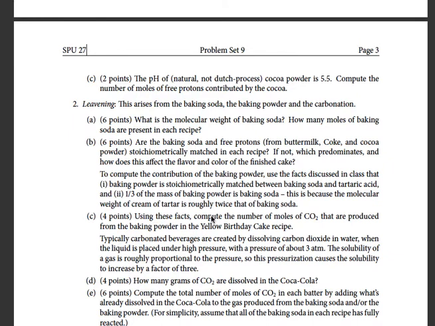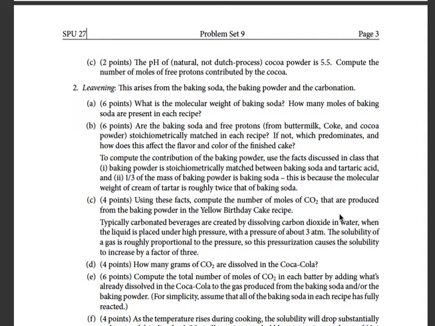So then part C asks you to compute the number of moles of gas that are produced from the baking soda. Actually, this says from the baking powder. Now, for baking powder, you need to also go through the class discussion where we pointed out that baking powder is a combination of baking soda and tartaric acid. That tartaric acid has about twice the weight of baking soda, and so about a third of the mass of baking powder is actually baking soda, which is used in the reaction. And so you can compute the number of moles of CO2 that are produced from there.